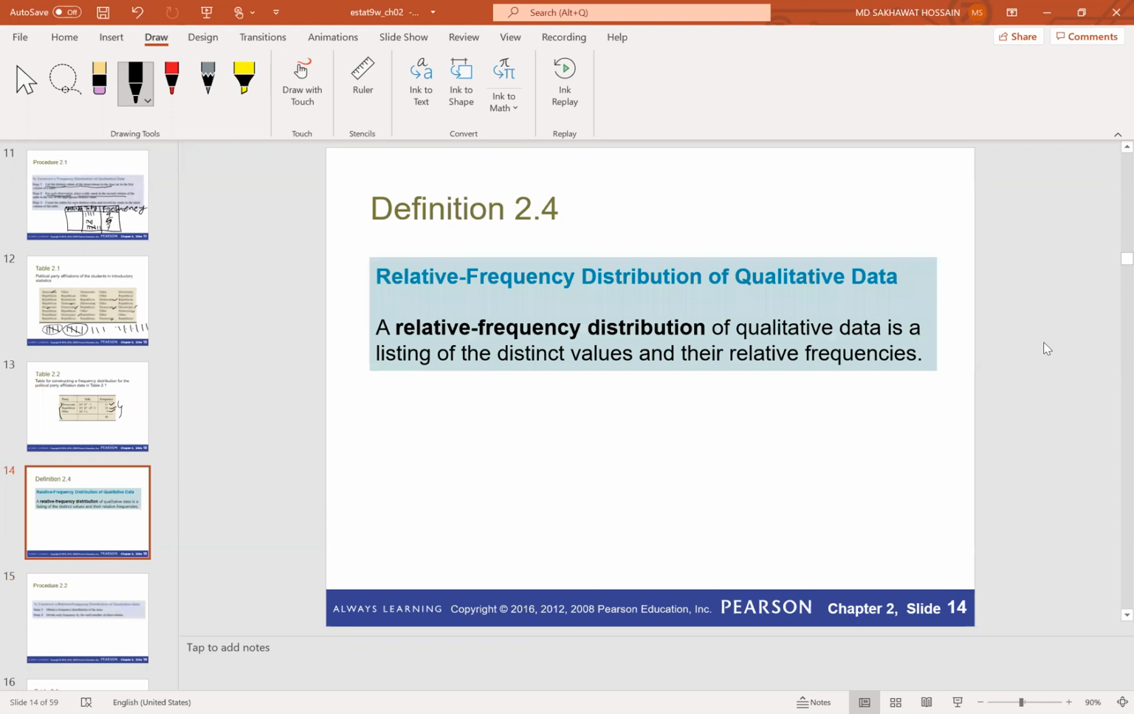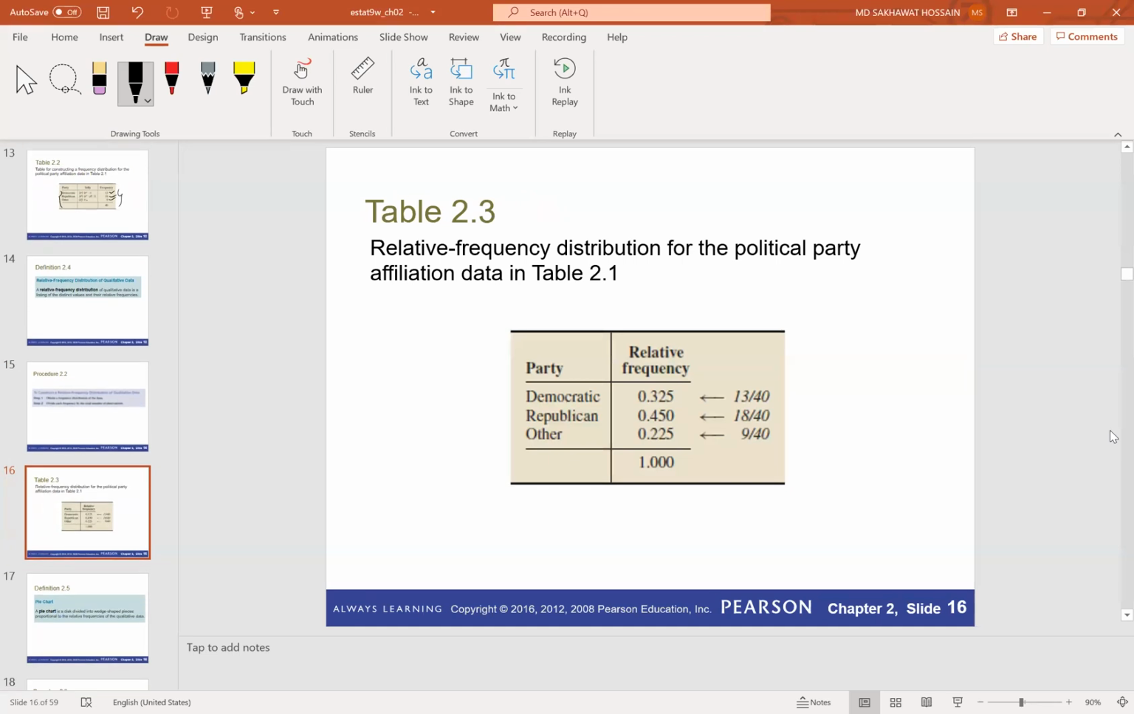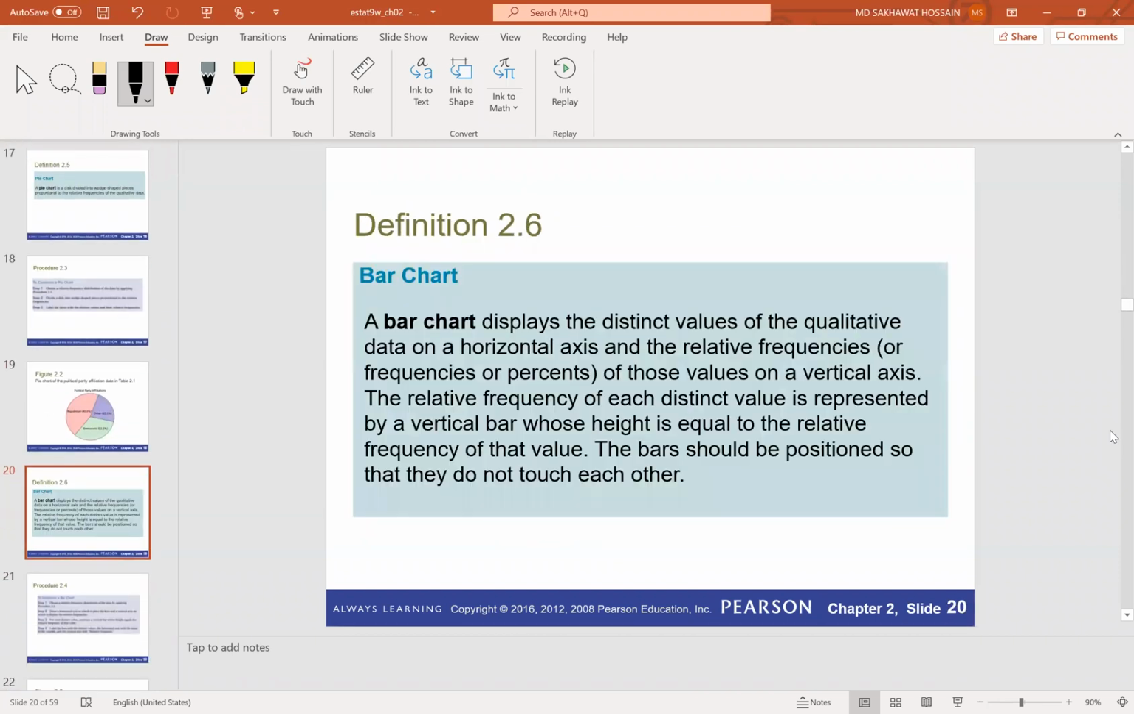Now we'll discuss the relative frequency distribution of qualitative data. We discussed the frequency distribution of qualitative data, so now we'll discuss the relative frequency distribution. What is the relative frequency distribution? The relative frequency is the frequency corresponding to a distinct value divided by the total number of frequencies.